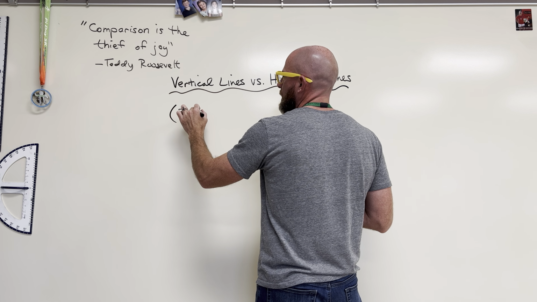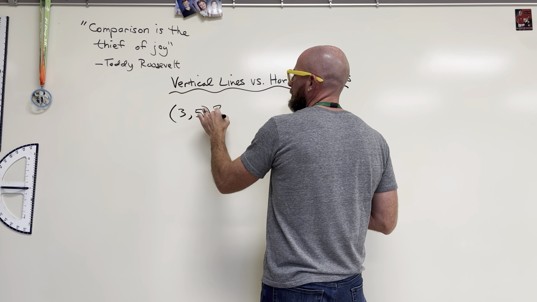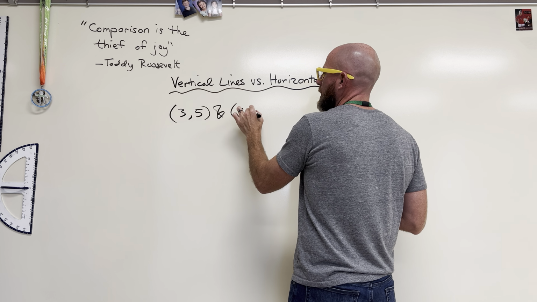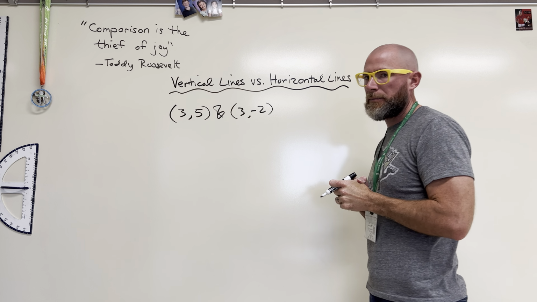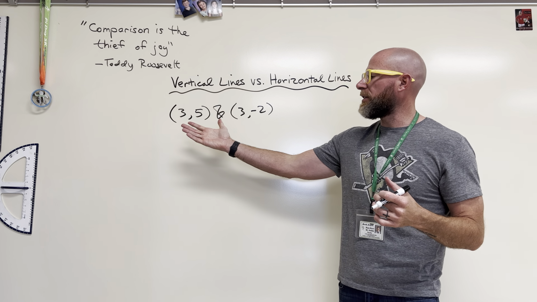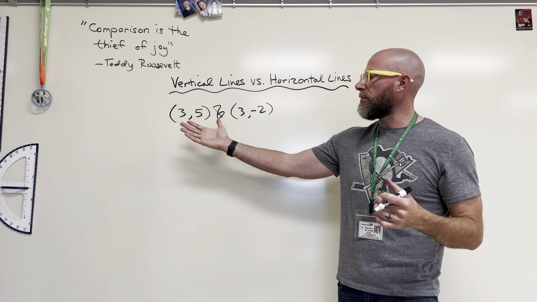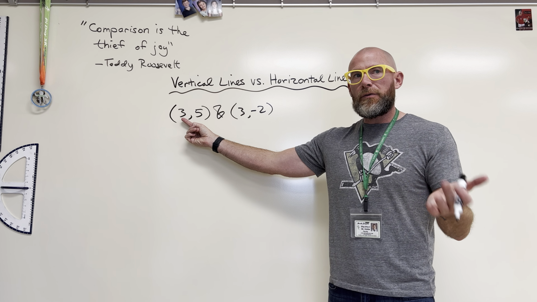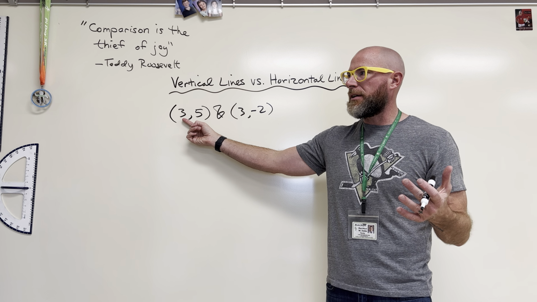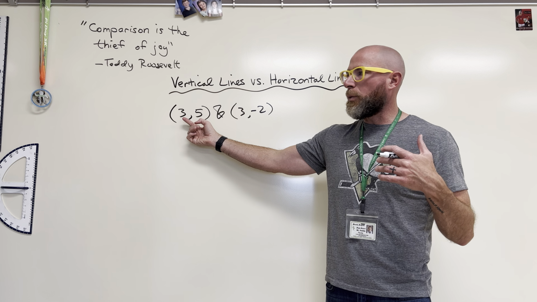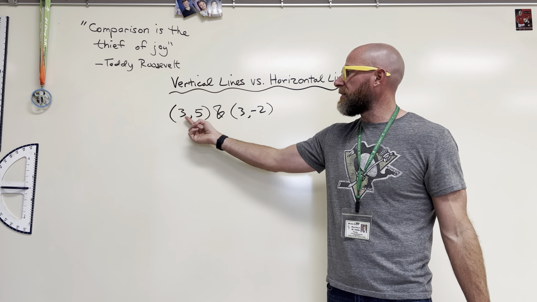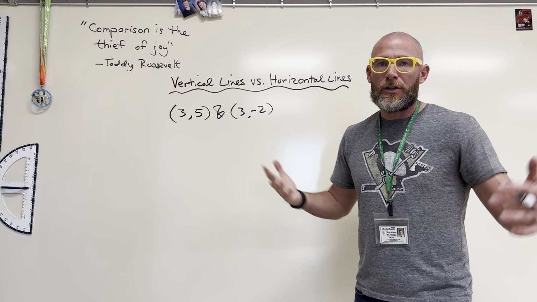Let's go 3 comma 5 and 3 comma negative 2. Okay. So an indication that this is going to be a vertical line, if I was going to find the equation of a line through them, is the fact that I have repeating x values. If you've learned anything about functions, anytime we have repeating x values, something strange is going on.